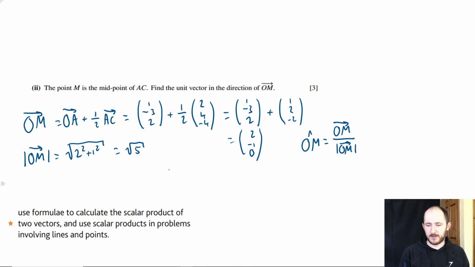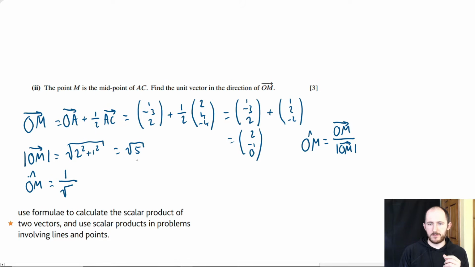So OM with a little bit of a hat is going to be, and this is the way I would write it, OM divided by the magnitude of OM, because I know that we can't divide 2, minus 1 and 0 by square root 5. So for example, if this number was, let's say, 2, then I would do the actual division. So 2 divided by 2 would be 1, minus a half, 0. But when you get a square root, which you normally will, because normally you can't square root numbers and get integers, I would write it like this.